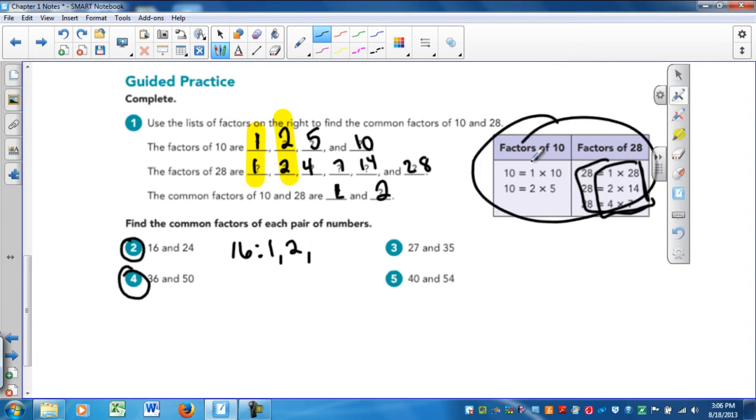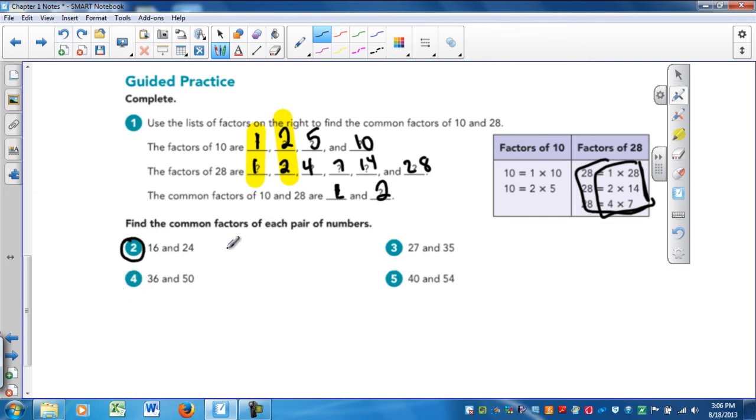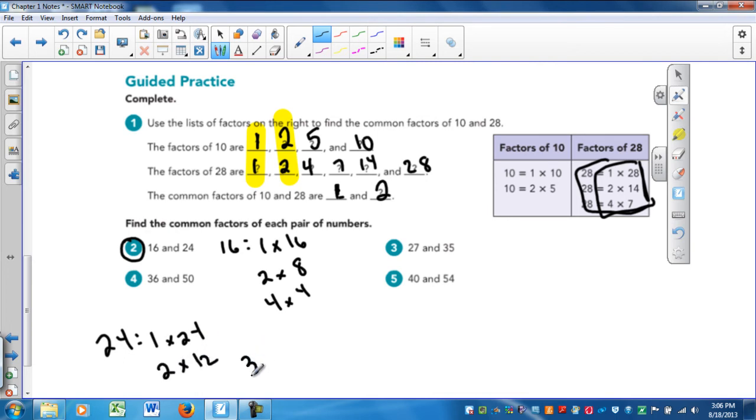And if you wanted to list it out the way they did too, you could. I'll do it for you right now just so that you guys can see it. So 16, I know that it'd be 1 times 16, 2 times 8, and 4 times 4. And don't forget any. You got to make sure you check them, okay? Those are your factors. Let's do 24. That's going to be 1 times 24 would work. 2 times 12 would work. 3 times 8 would work. And 4 times 6 would work. Okay? And those are all your factors there.